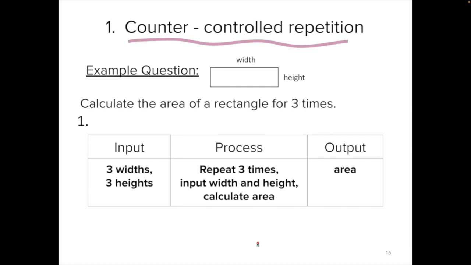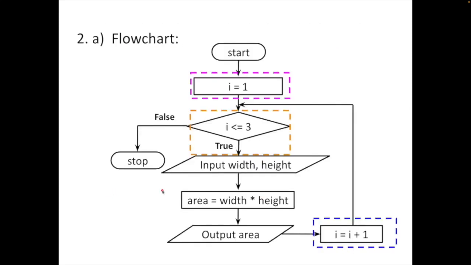So we need to have 3 width, 3 height. And the process will be repeat 3 times: get input width and height, and then calculate area. Basically kita cakap kat komputer, program kita ni akan repeat 3 kali untuk ambil input width and height dan calculate area. Output dia adalah area. Cuba analyse balik kenapa jawapan dekat sini input 3 width, 3 height. It makes sense, right?